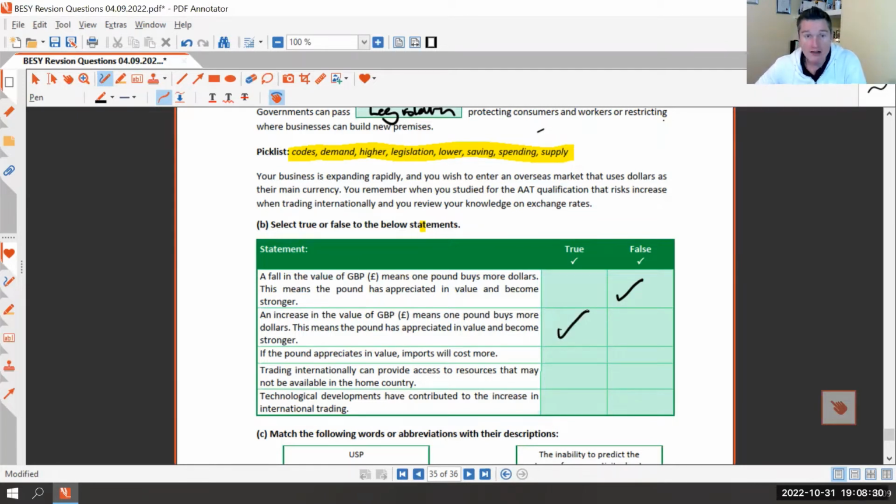Now, the next one is a tricky one. If the pound appreciates in value, inputs will cost more. True or false? Well, in fact, that is actually false, because if your pound appreciates in value, you can get more foreign currency for your money. It means that either you can buy more for the same price because your money goes further abroad, or if you buy the same amount, it will cost you less in English pounds because you don't need to spend as many pounds to equal the same amount of foreign currency. So that is false.